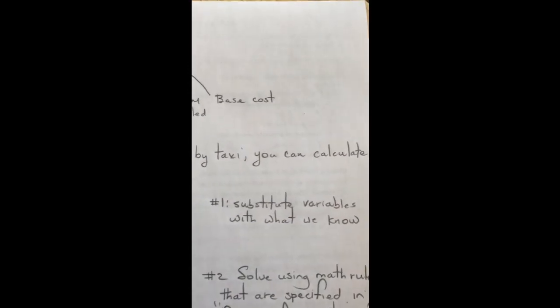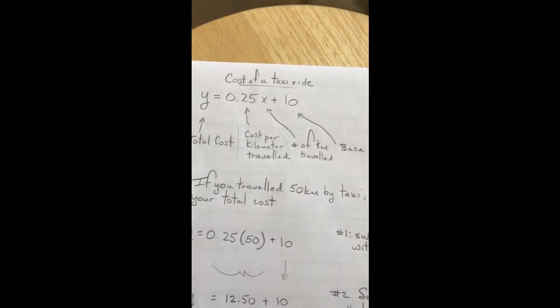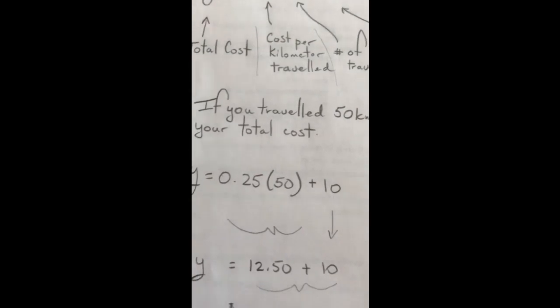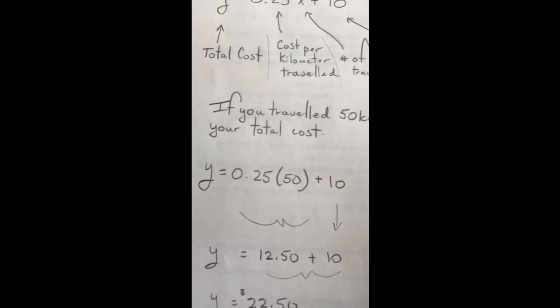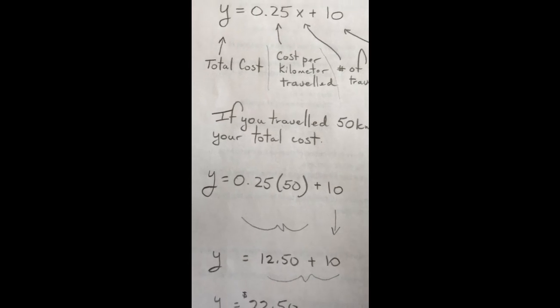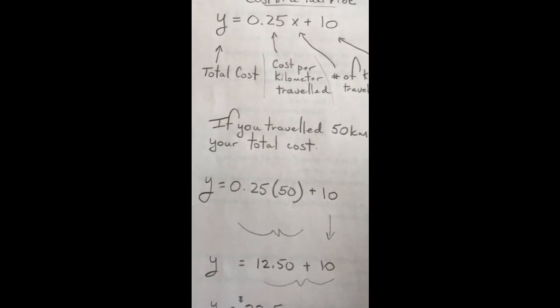So let's go ahead and do that. Let's follow our steps. First of all, the first thing is to substitute variables with what we know. And we know that we're going to go 50 kilometers. Well, where do I put it? I put it in place of the x because x is the number of kilometers traveled. So let's do that. Here it is written without the x, with the 50 substituted in its place.